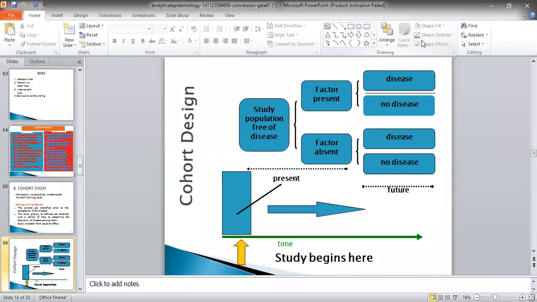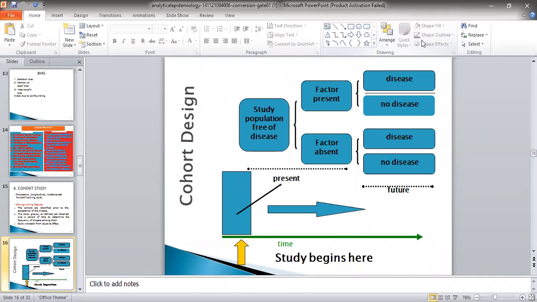This is the cohort design of the study. As I told you, we will take the study population that will be free from disease. We will start with the study population that will be free from disease, but that population will be having the risk factors for that disease. May have the risk factors or may not have the risk factors. So the factors can be present, the factors can be absent.